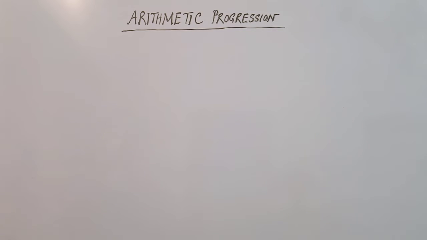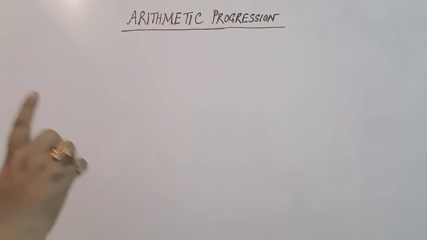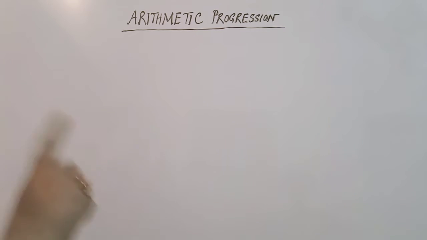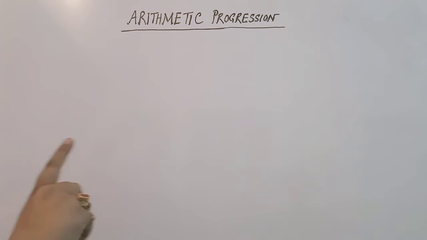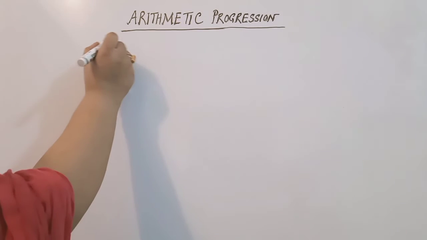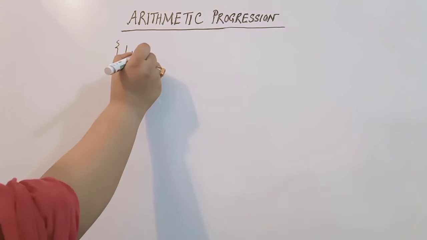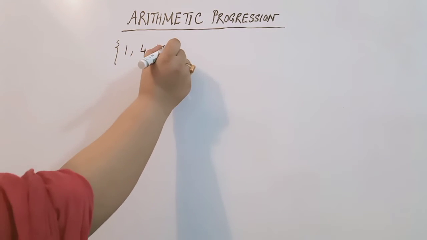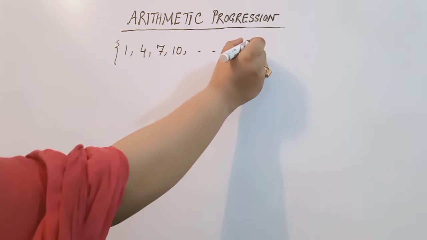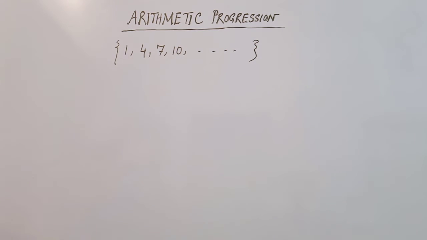Now let's discuss about arithmetic progression. What is arithmetic progression? A particular progression of which each term is obtained by adding a fixed number to the preceding term, except the first term. Let's consider an example. Suppose I am taking a progression of this type: 1, 4, 7, 10, and so on. Just follow the terms of this progression.